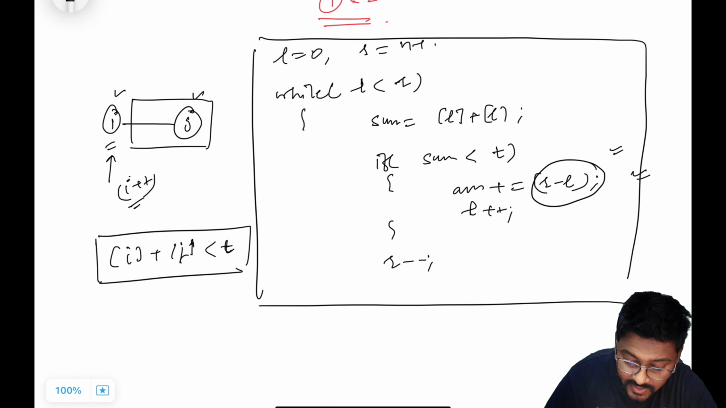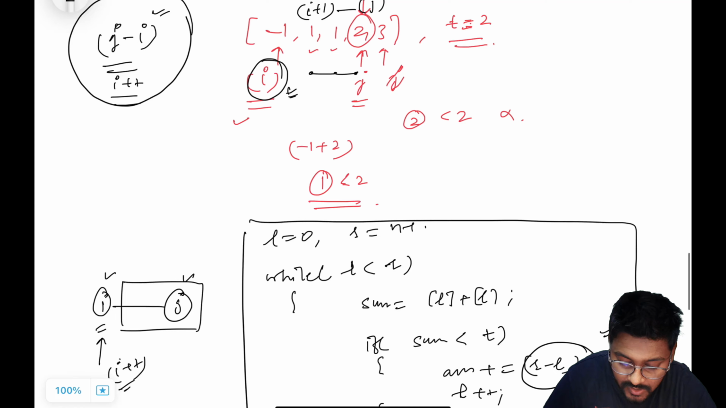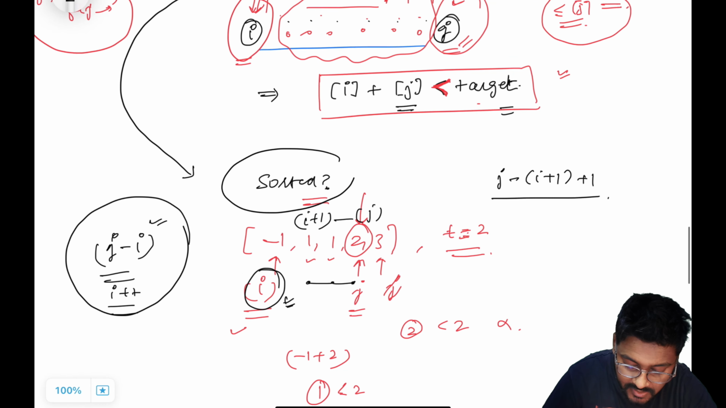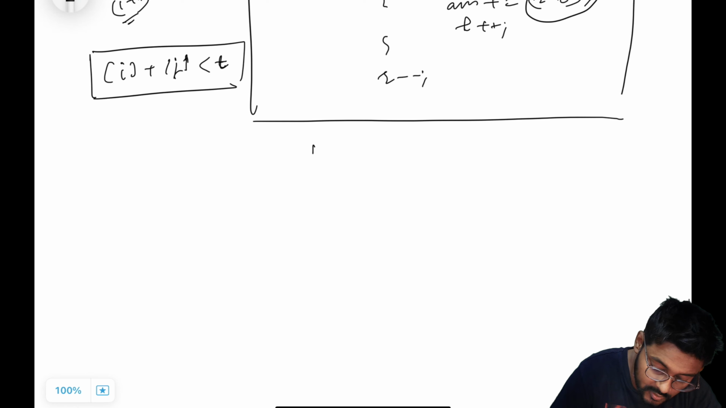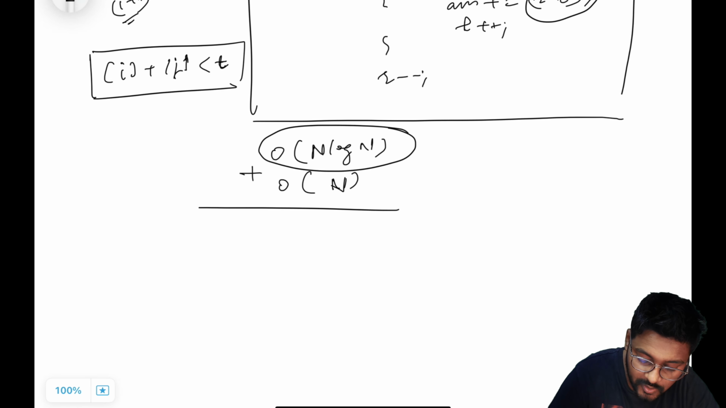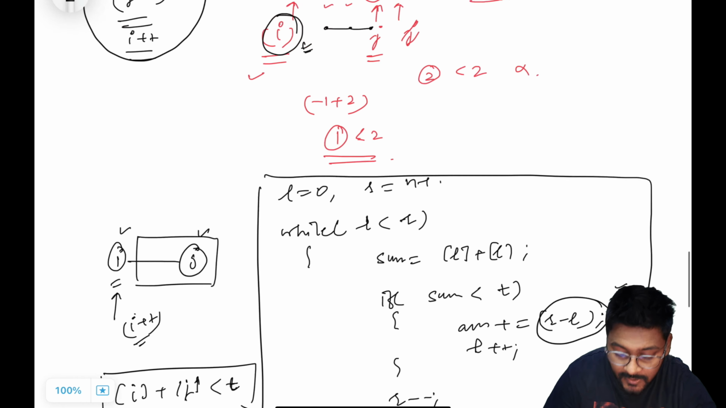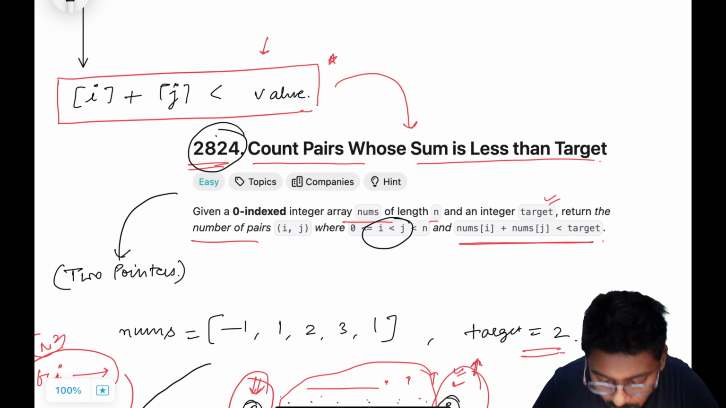And what is the time complexity of this approach? To apply this two-pointer approach, the array should be sorted. So firstly, I did the sorting and then I implemented this approach. Sorting is going to take n log n time, and the two-pointer approach is going to take order of n time. That is just adding, and n log n is the bigger portion. So this is the overall time complexity for this approach.